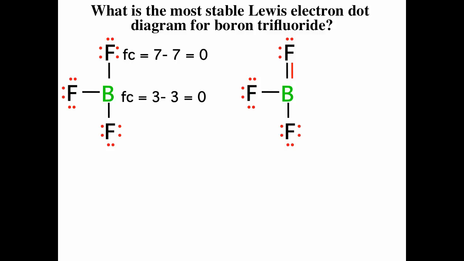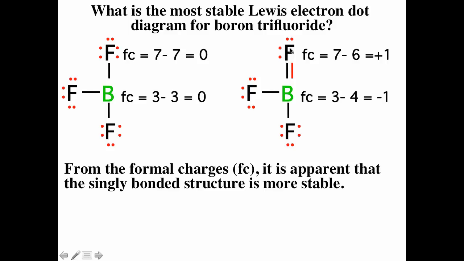But once we calculate the formal charge, we see that we have a -1 formal charge for the boron and a +1 formal charge for the fluorine. And so in this case, the formal charge is a better indicator of stability. And so the structure on the left is more stable.